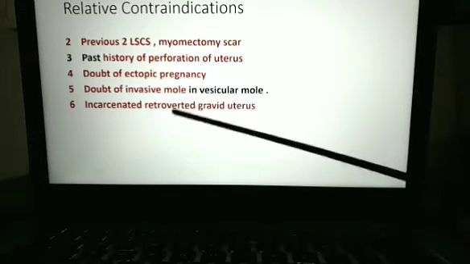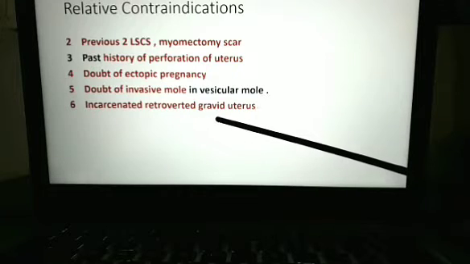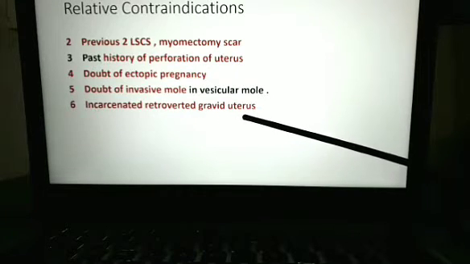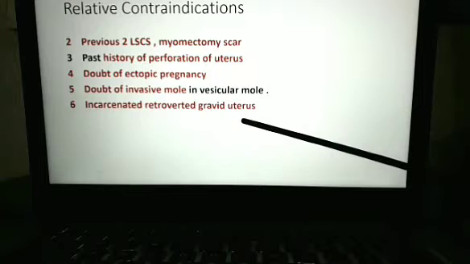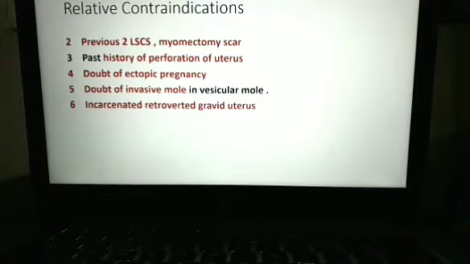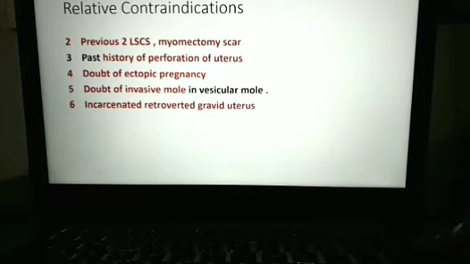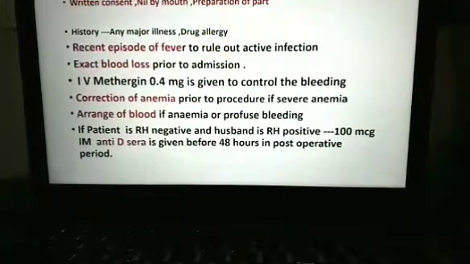It is a malignancy. In an incarcerated gravid or retroverted gravid uterus, there is sacculation of the uterus and a risk of perforation. The cavity cannot be approached directly, hence it is avoided in these cases. It is a very rare condition.